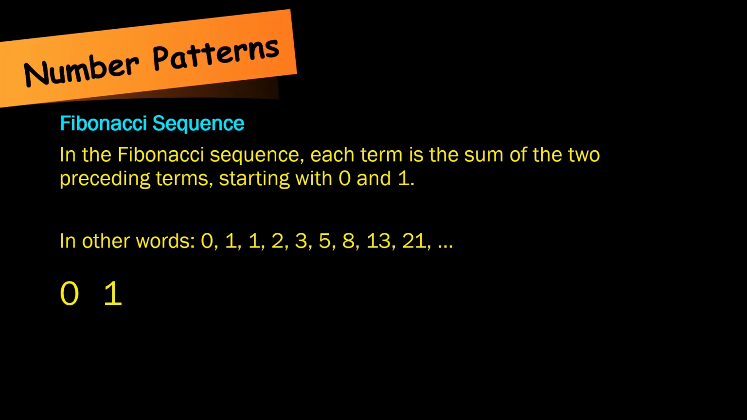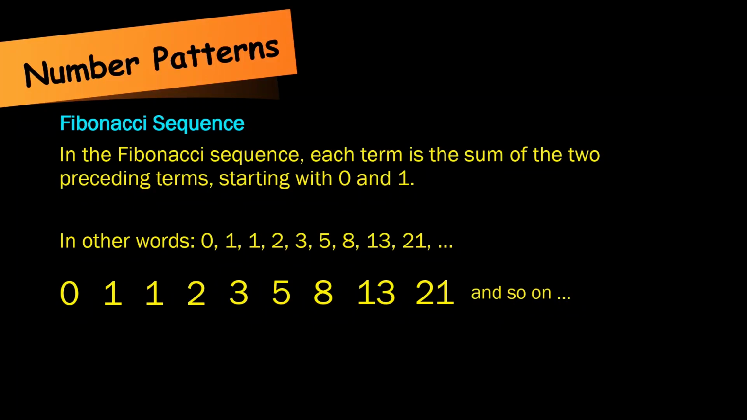If we begin with 0 and 1, as stated, and we add these terms, we get 0 plus 1 equals 1. Then we add 1 and 1 to give 2, add 1 and 2 to give 3, add 2 and 3 to give 5, add 3 and 5 to give 8, add 5 and 8 to give 13, and add 8 and 13 to give 21, and so on.